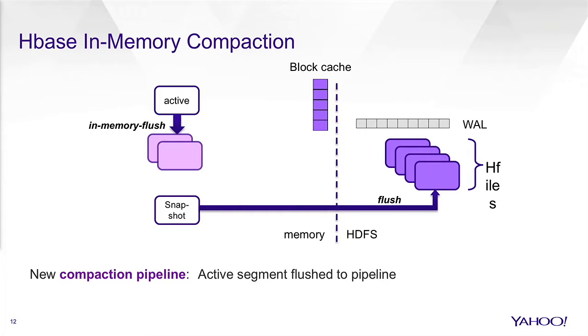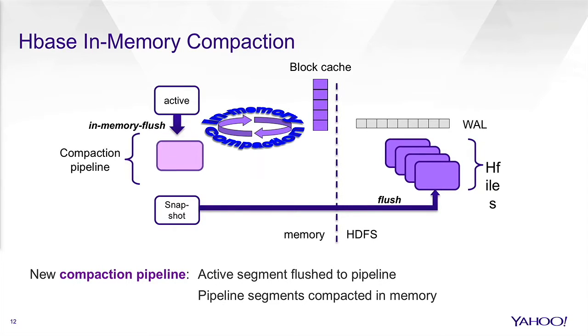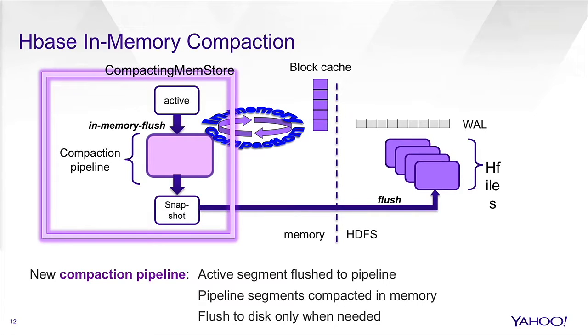So you can flush in memory once again and once again, and you keep all those segments in the so-called compaction pipeline. Then you are going to compact them already in memory. Everything stays currently in memory. And you get rid of all the obsolete versions, deletions, and so forth. Now, it's limited after all, so you may still need to flush to the disk. You can move this inactive, read-only segment to the snapshot, and then flush it to disk if you have no choice. So this is the new compacting MemStore.